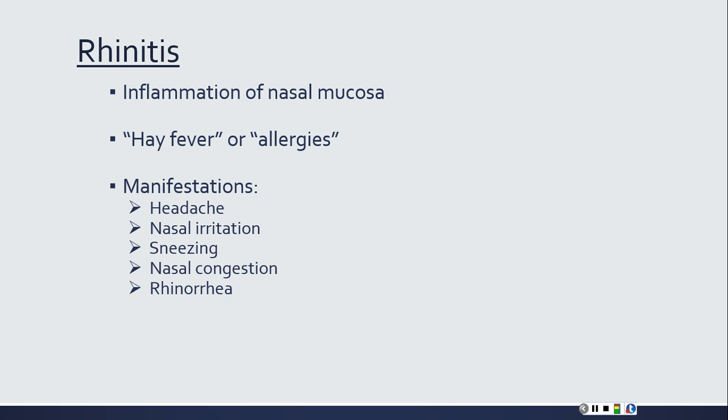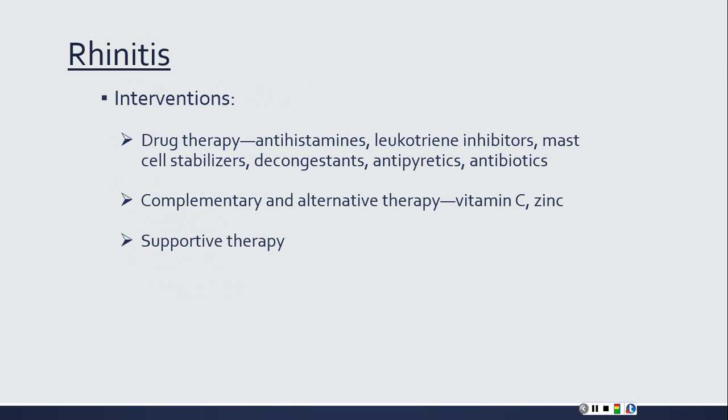All right, some of the interventions. Drug therapies include antihistamines, leukotriene inhibitors, mast cell stabilizers, decongestants, antipyretics, and antibiotics. We also have complementary medicines that you'll see, the vitamin C, the zinc, all that kind of stuff. The big thing is going to be to support the symptoms. It's going to be the nasty runny nose, the sore throats, the fevers, all that kind of stuff. Most of it's not necessarily that critical. It's just bothersome. Something you've got to worry about.